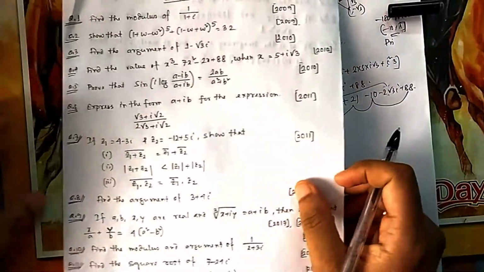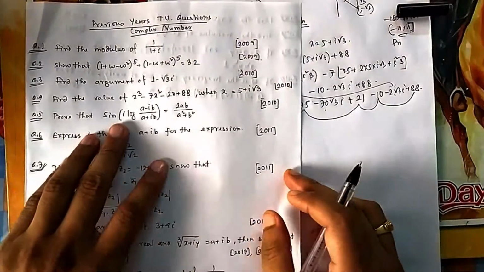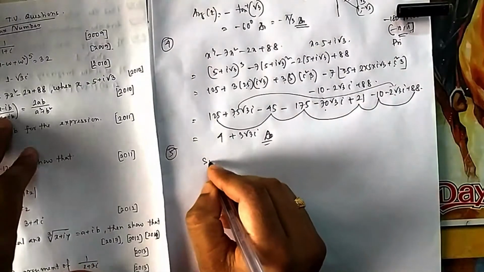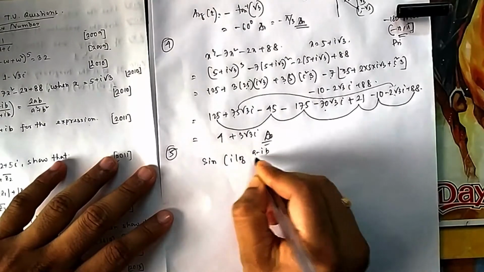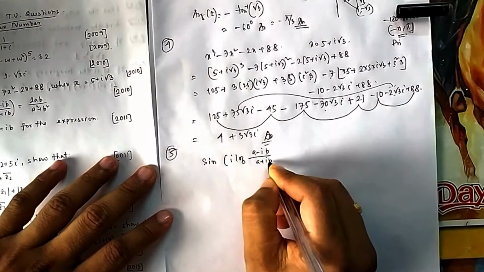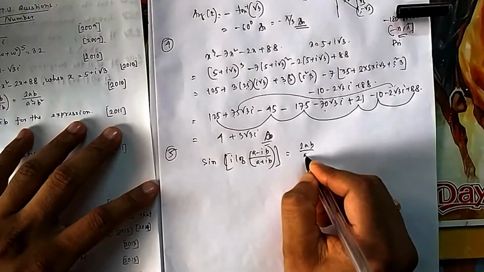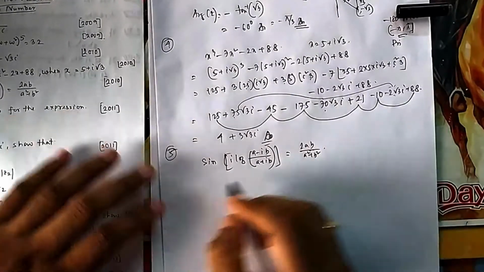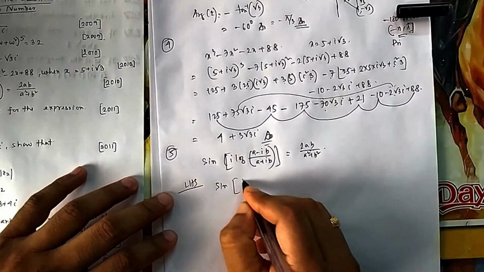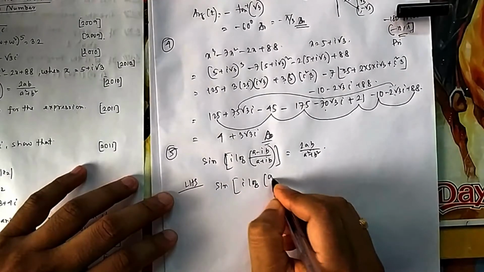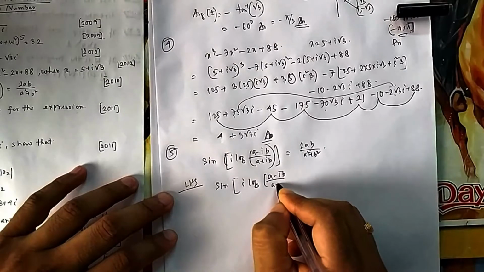Now if you come to 5, prove that sine of i log (a minus ib) by (a plus ib) is equal to 2ab by a square plus b square. So we'll start with the LHS, that is sine of i log (a minus ib) by (a plus ib).